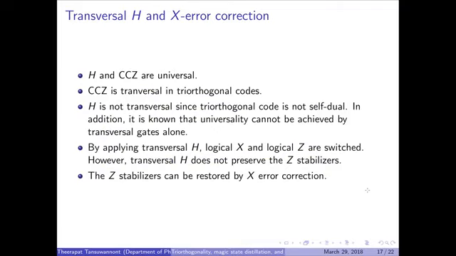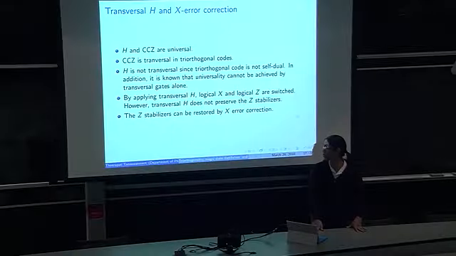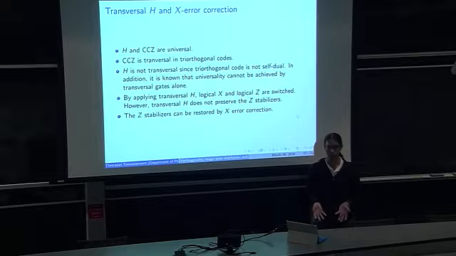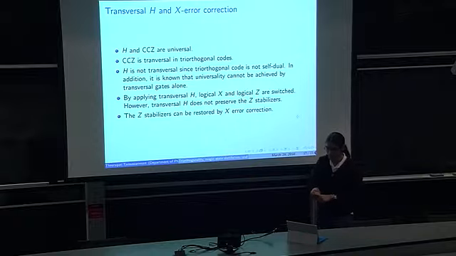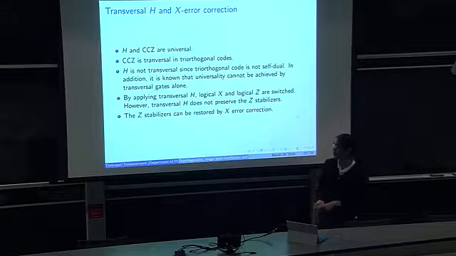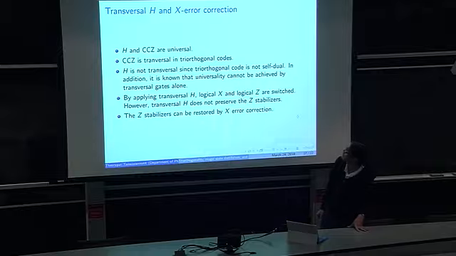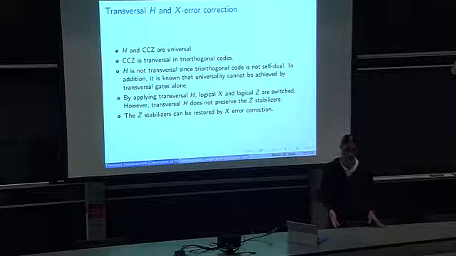So we know that the Hadamard together with control Z are universal, which means that any universal quantum computation can be simulated using only H and control Z. In this triorthogonal code, we know that control Z is transversal, but H is not transversal, because the triorthogonal code is not self-dual. And it has been proved that universality cannot be achieved with transversal gates alone.